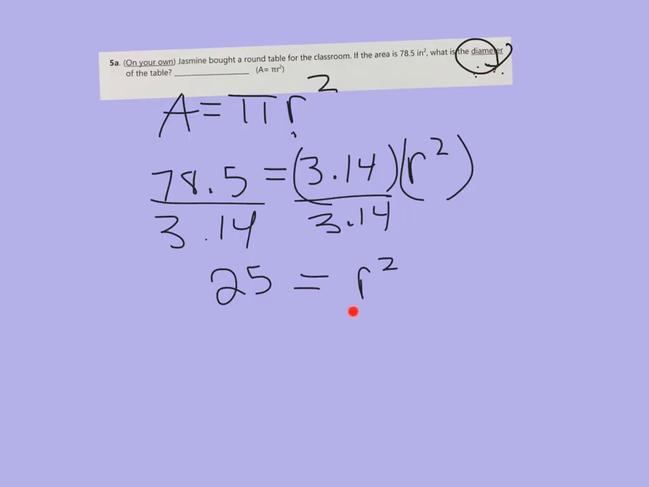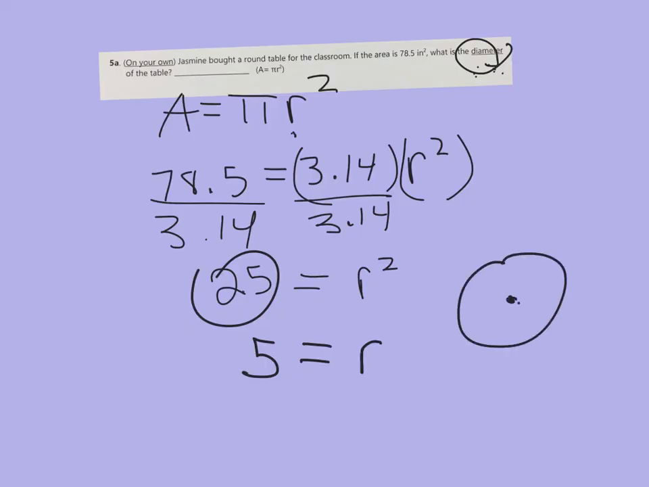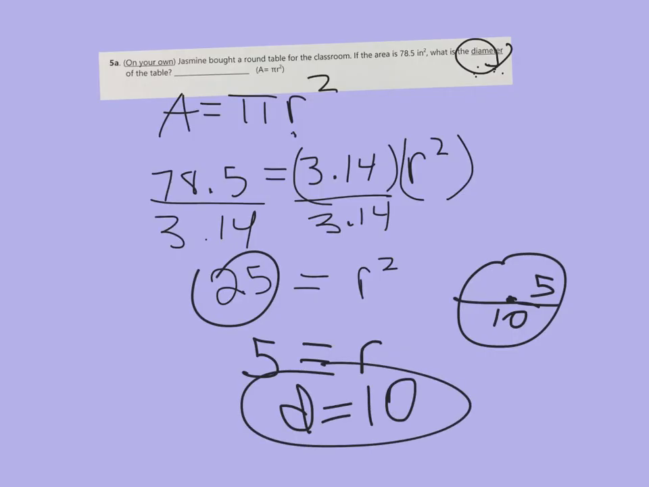So what number multiplied by itself would give you 25? r should be 5, because 5 times 5 is 25. So the radius is 5. So if the radius of a circle is 5, remember the radius is halfway across, what would be the whole way across? We just double that, and that's 10. So the answer to our question is the diameter is 10.